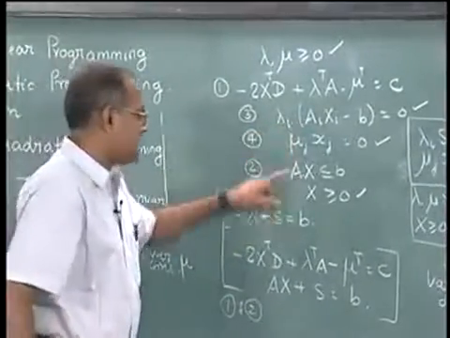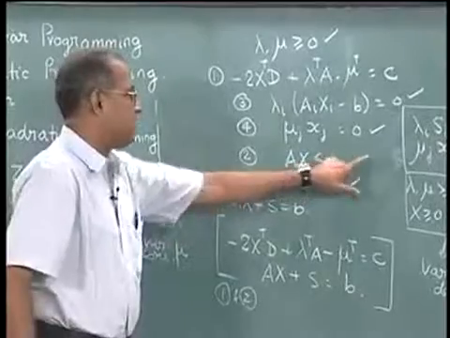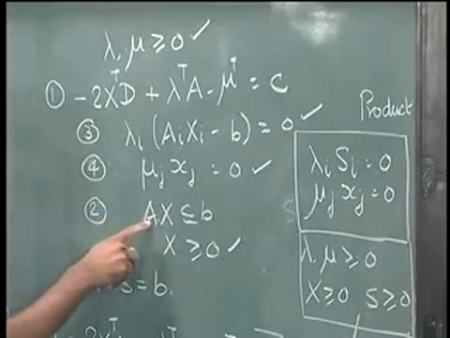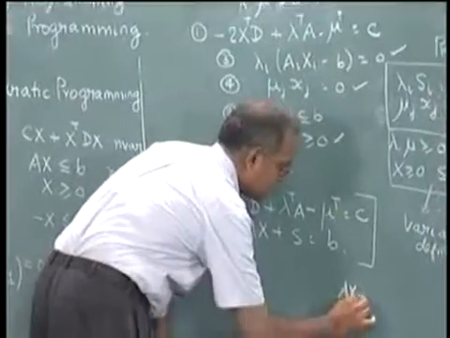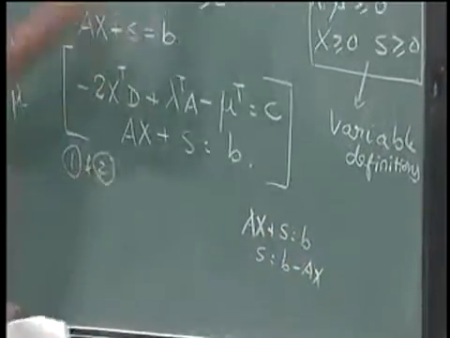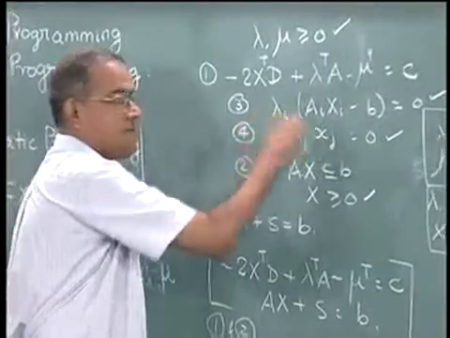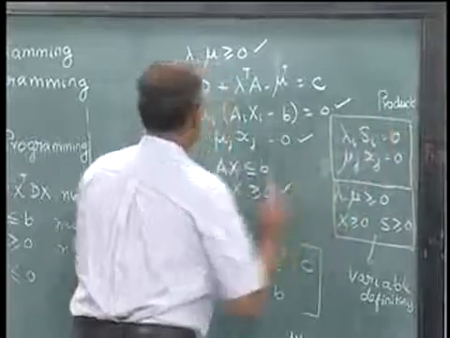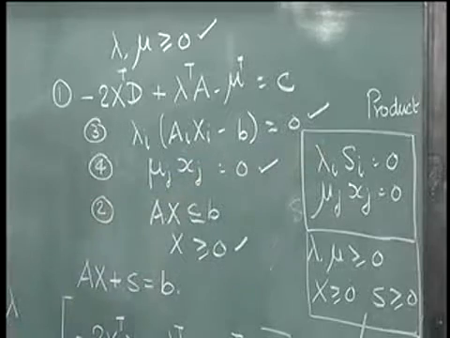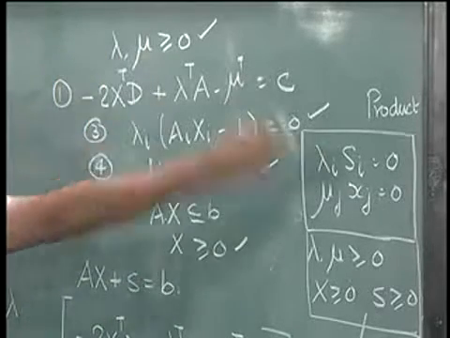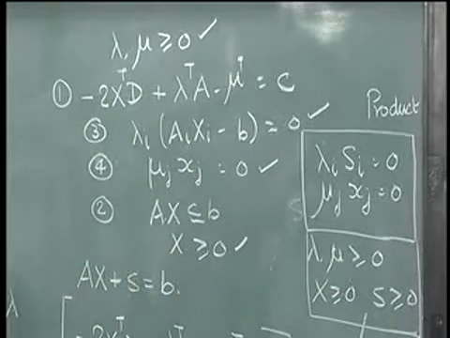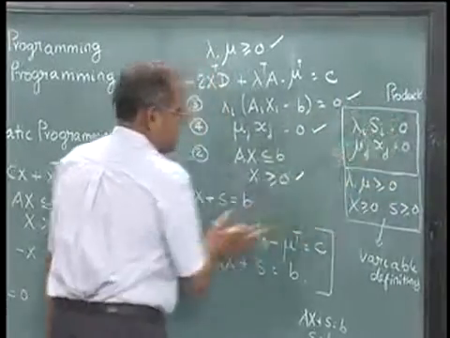And because s is defined as ax plus s equal to b, x equal to b minus ax. So this would give us minus lambda i si equal to 0, from which lambda i si equal to 0. These two come from 3 and 4. Then the rest of them are here: lambda, mu greater than or equal to 0, x greater than or equal to 0 and s greater than or equal to 0.